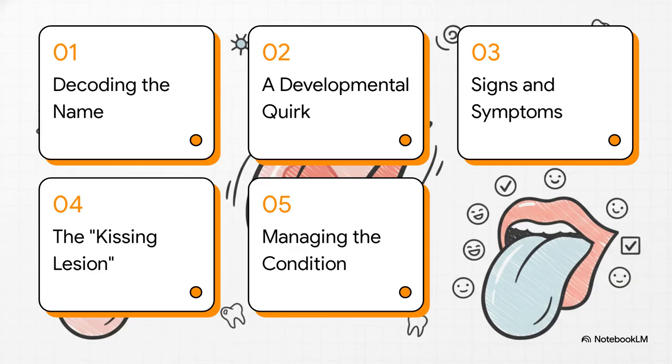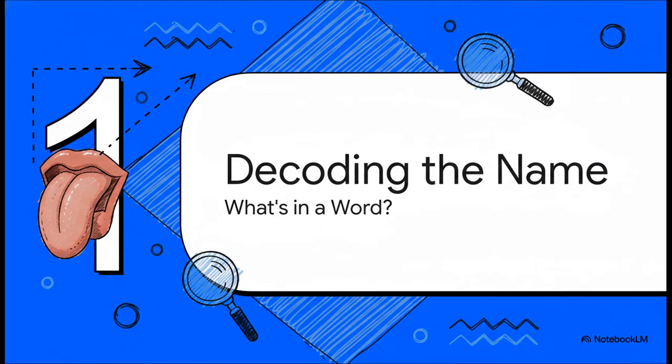Okay, here's how we're going to break it all down. We'll start by decoding that crazy name. Then we'll get into its origin story, what it actually looks like, a really interesting little clue called the kissing lesion, and finally, what, if anything, you need to do about it. All right, section 1. Let's tackle that name. Believe it or not, once you break it down, it's actually a perfect literal description of what's going on.